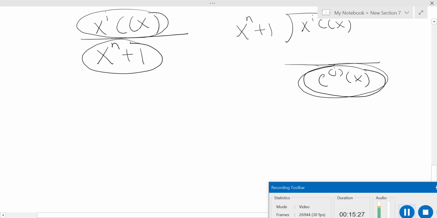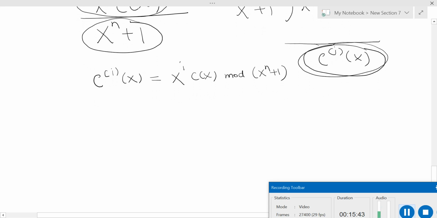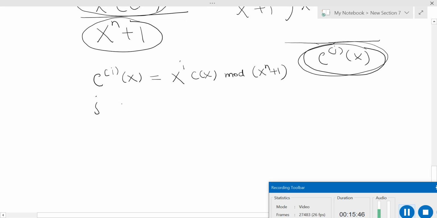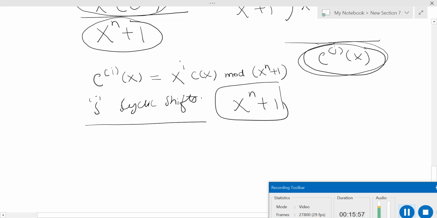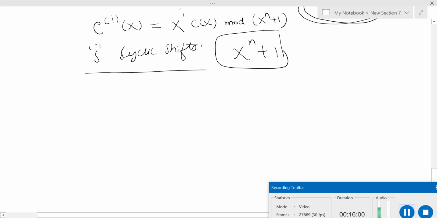And this type of multiplication, suppose we then write ci of x, this cyclic code, is equal to x to the power i c of x, we write it modulo x to the power n plus 1, for any i cyclic shifts. This polynomial has a very important role to play in a cyclic code, so we will see that. Now let's first come to how to generate the codes.